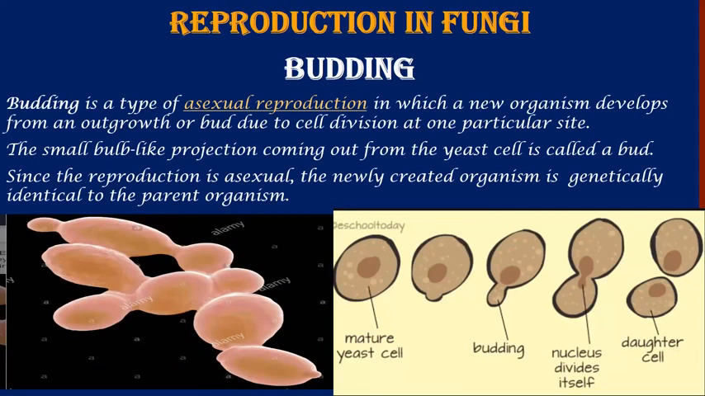One asexual mode of reproduction is budding. Budding is a type of asexual reproduction in which a new organism develops from an outgrowth or bud due to cell division at one particular site. The small bulb-like projection coming out from the yeast cell is called a bud. If you see the diagram, you will find that the reproduction is asexual and the newly created organism is genetically identical to the parent organism.